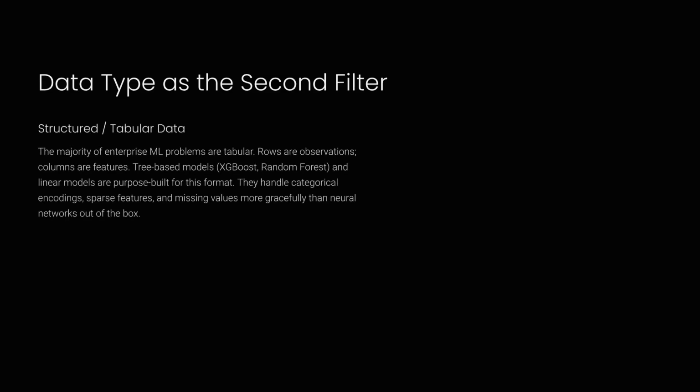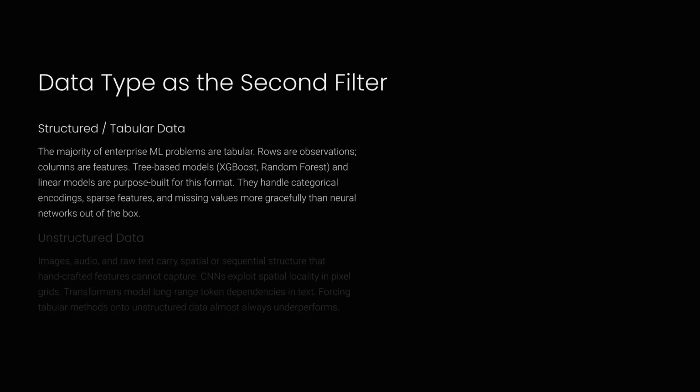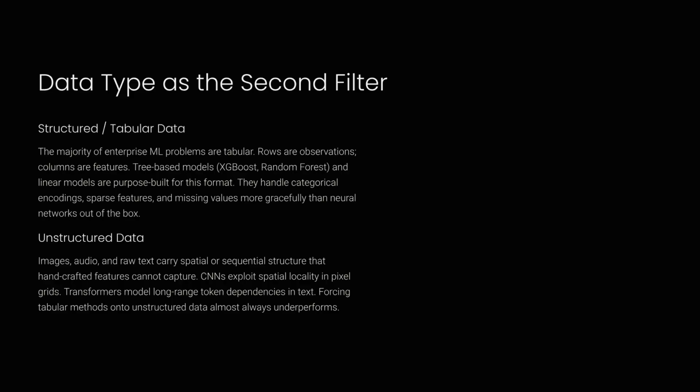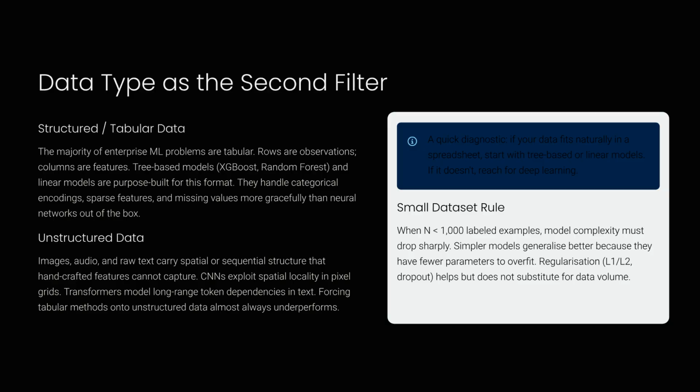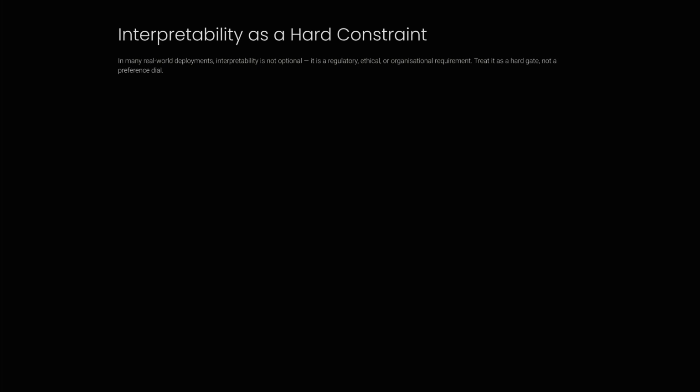Data type is the second filter. For tabular data, start with tree-based or linear models. For unstructured data like images or text, deep learning is generally necessary. Small datasets require simpler models to prevent overfitting.